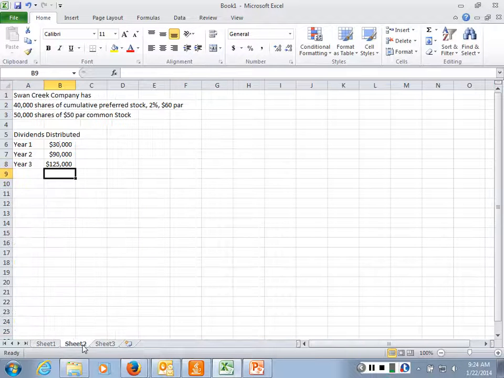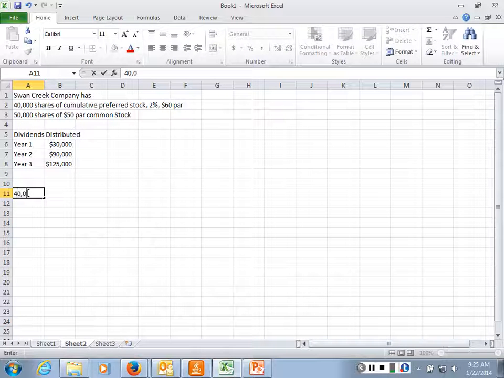All right, I'm going to do one more here. Swan Creek has 40,000 shares of 2% preferred stock, $60 par. I am not going to pay attention to the common stock hardly ever, except for when I'm doing those dividends per share. So I'm going to take 40,000 shares times 2%.